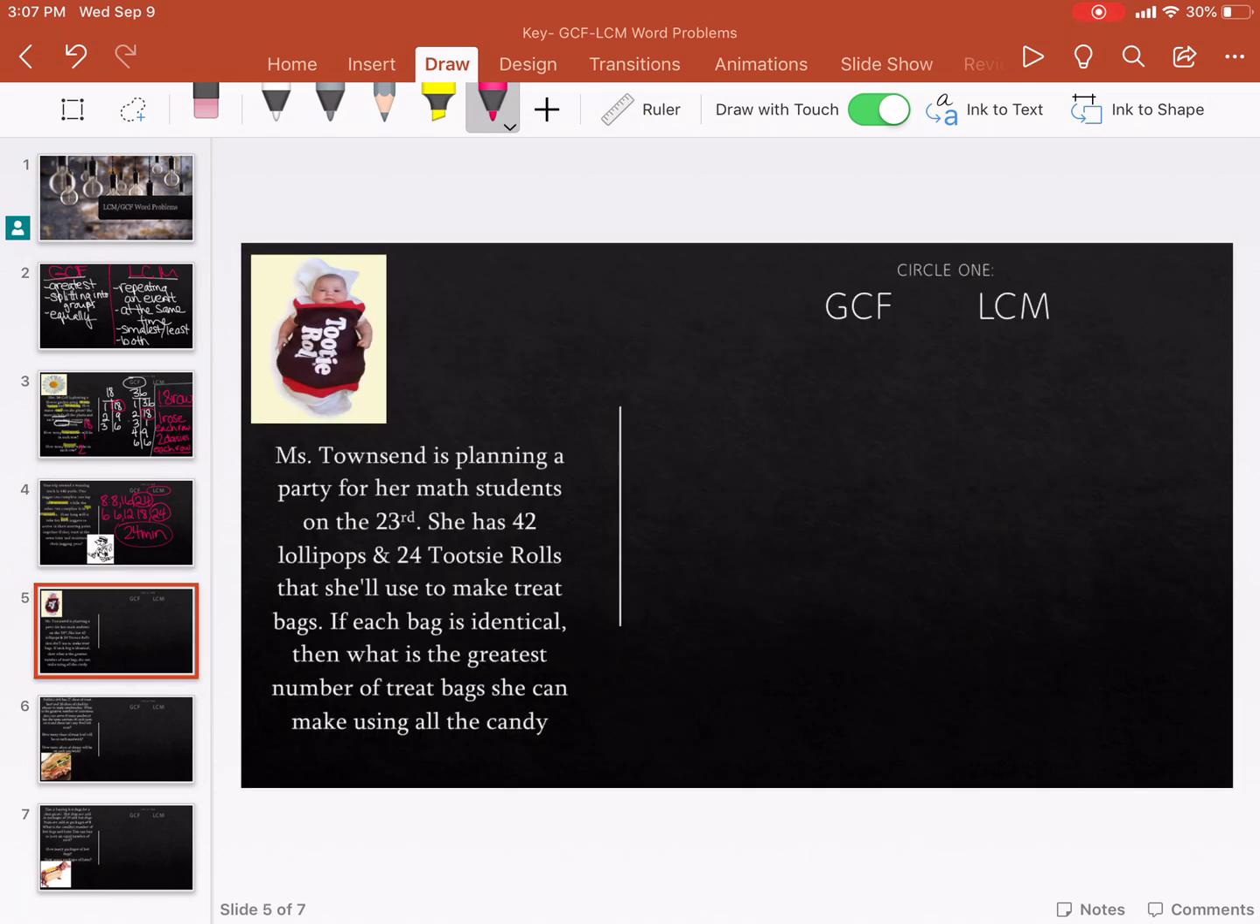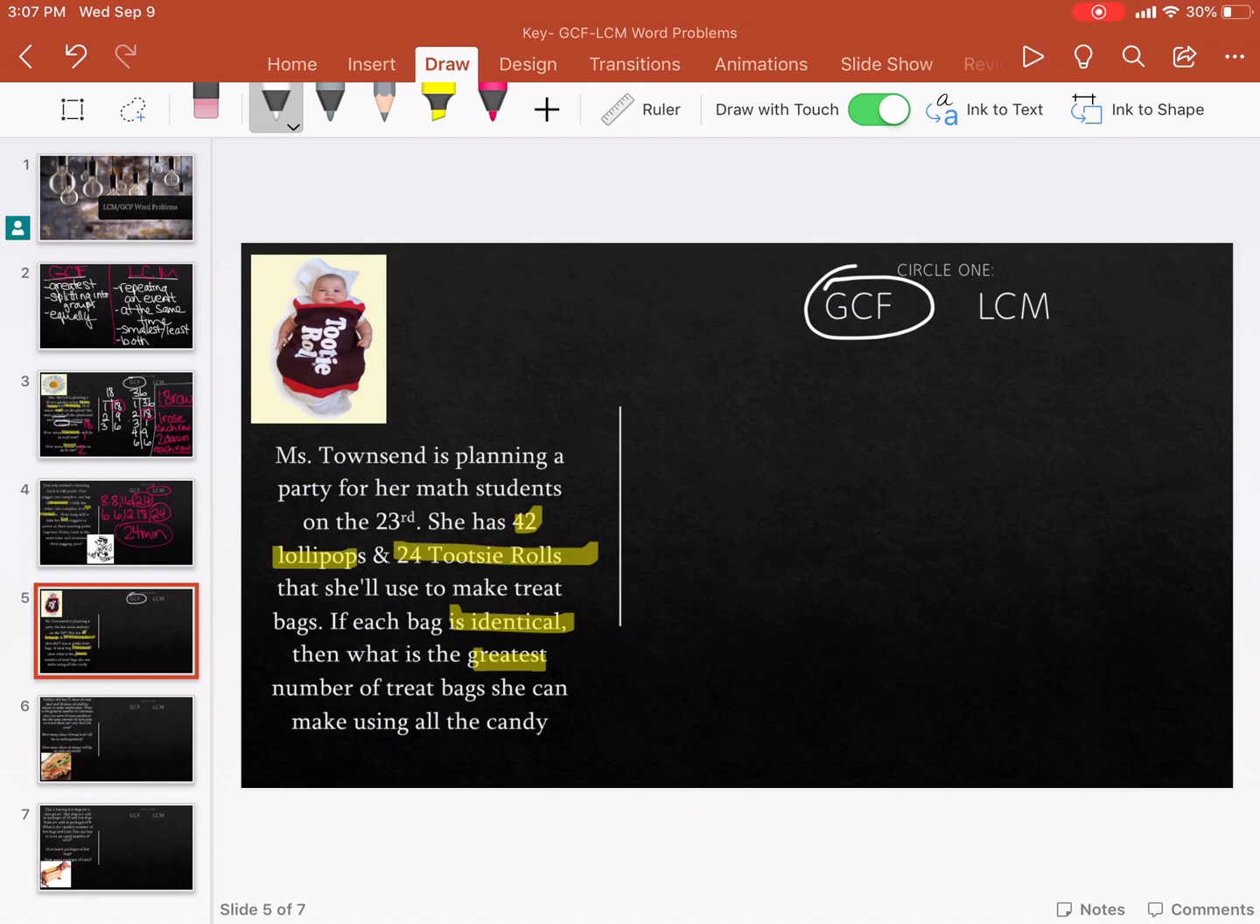This is my favorite baby Tootsie Roll. Miss Townsend is planning a party for her math students on the 23rd. She has 42 lollipops and 24 Tootsie Rolls that she uses to make treat bags. Each bag is going to be identical. What is the greatest number of treat bags she can make using all the candy? So, identical and greatest is going to be GCF.